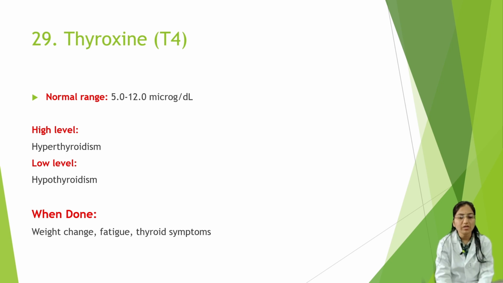Okay, next test is thyroxine. Here the normal range is 5.0 to 12.0 micrograms per dl. If this level is increased, we can see hyperthyroidism, and if it is at a low level, we can see hypothyroidism. This test is done in weight change, fatigue, and thyroid symptoms.